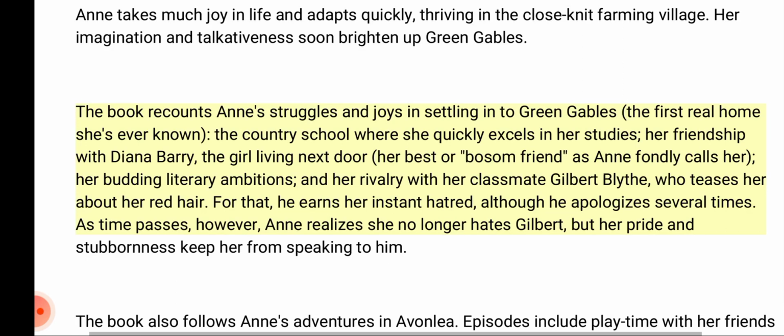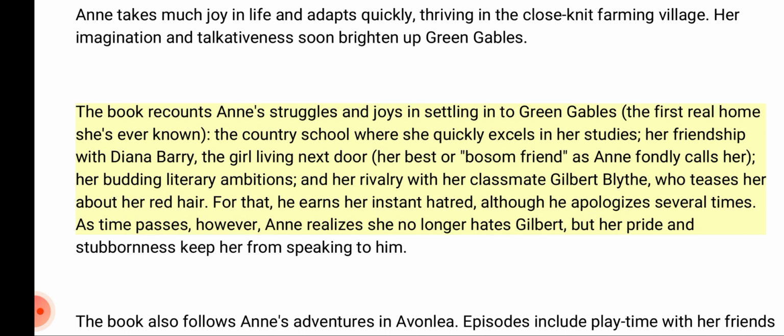The book recounts Anne's struggles and joys in settling into Green Gables, the first real home she's ever known, the country school where she quickly excels in her studies, her friendship with Diana Barry, the girl living next door, her "best bosom friend," as Anne fondly calls her, her budding literary ambitions, and her rivalry with her classmate Gilbert Blythe, who teases her about her red hair. For that, he earns her instant hatred, although he apologizes several times.